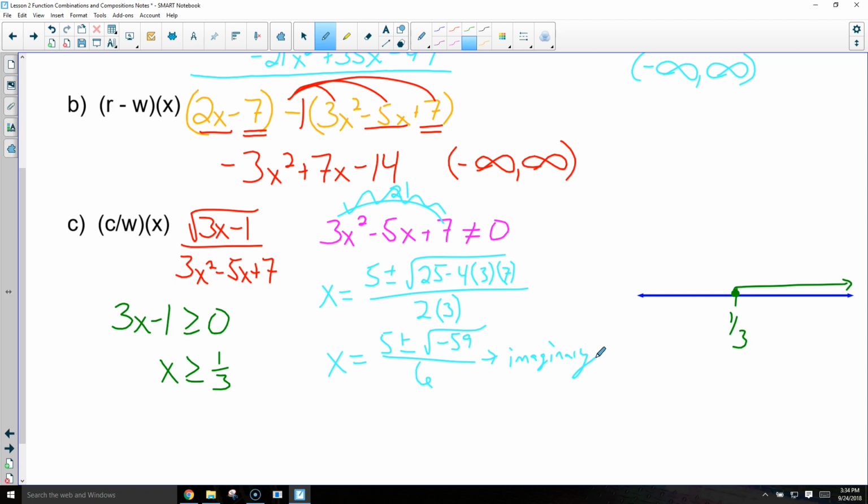What that tells me is the bottom, the denominator, can never be equal to 0. So in other words, I will never be dividing by 0 for any value of x. So my domain is just determined on this problem by the numerator. So it's 1/3 to infinity.